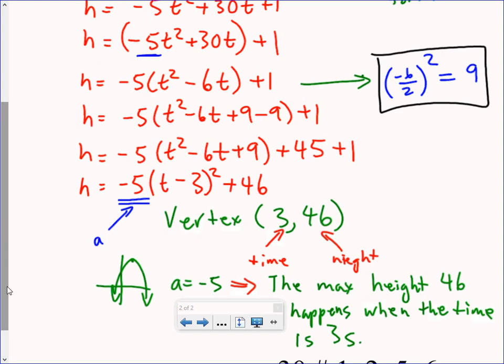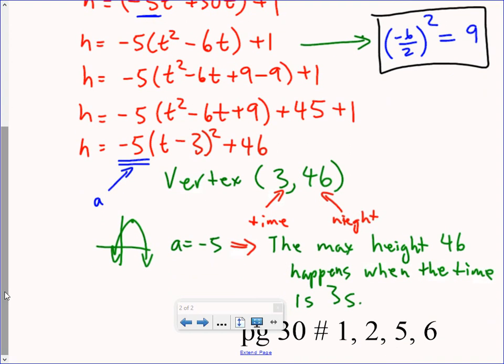And that's it. And here is your homework for the day. It's page 30, number 1, 2, 5, and 6. You'll find it on the back side of your worksheet for the day.